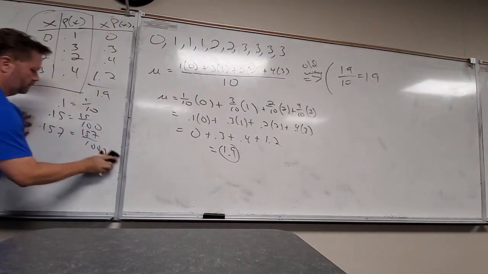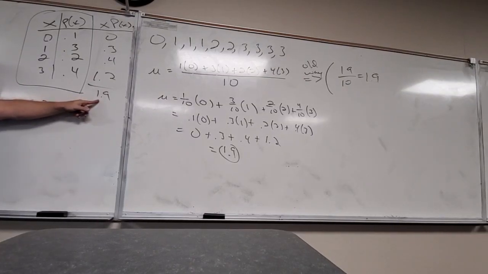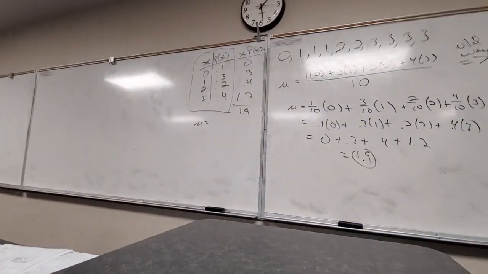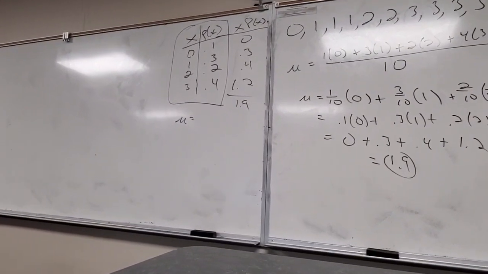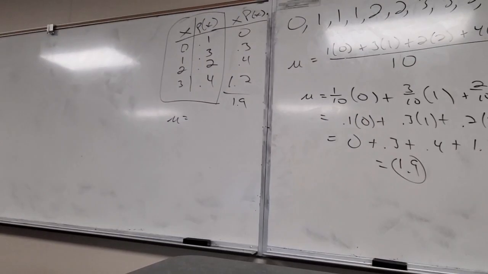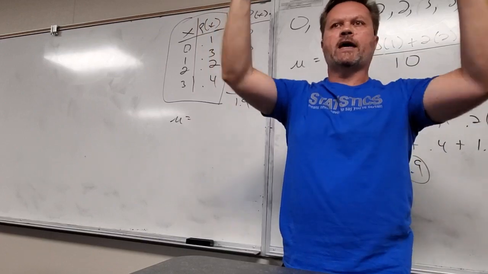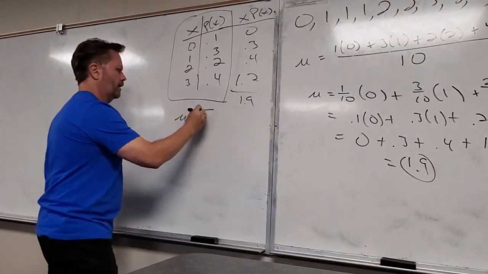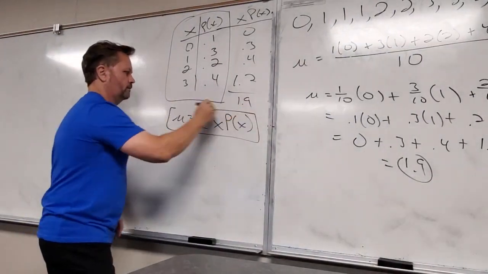So can somebody tell me, what is the formula for mu? What was 1.9 exactly? You guys don't know because you can't even see. Where did I get 1.9 from? What did I do to get 1.9? Added what up? All the x times P of x is correct. How do I show that in symbols? What does add them up mean in symbols? Sigma. I added up all of the x times P of x's. There's the formula for the mean.